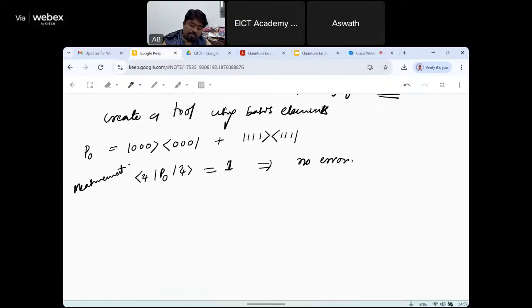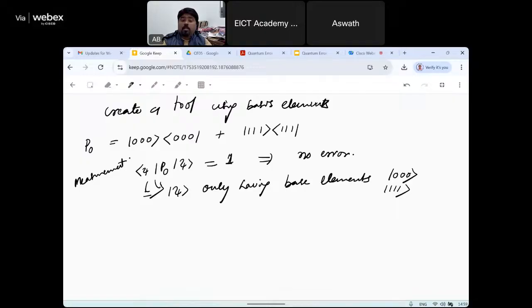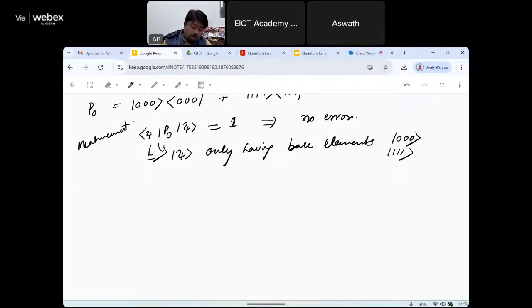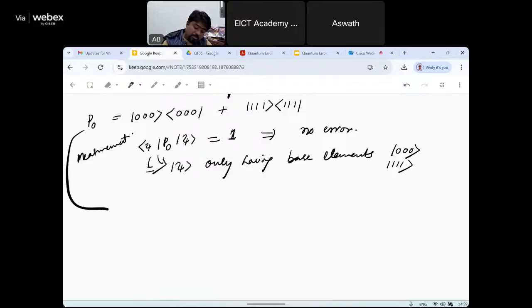What I mean is that psi is only having base elements, or the substates, 000 and 111. That is what I meant. You can cross-check if you want. Just take P naught, act on psi.